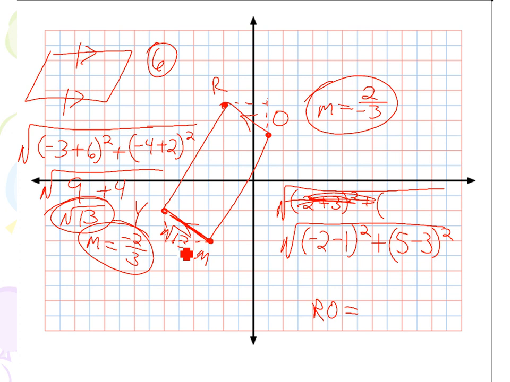What should the length of this one be? 36. Square it. Go back a step, because I didn't change mine to a decimal. What was the square root before you? 36.